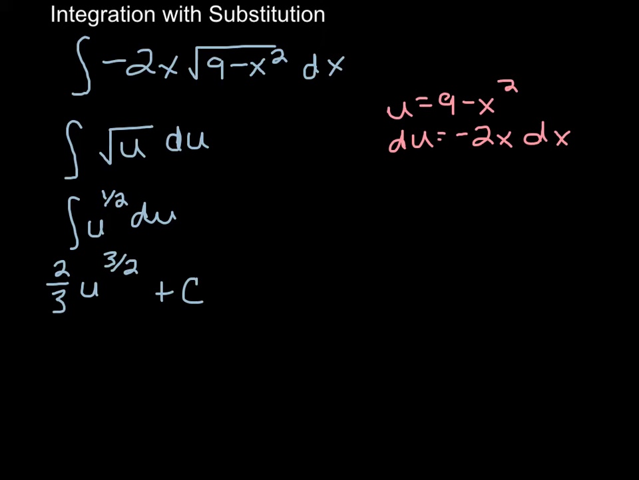I'm going to replace our 9 minus x squared in for u. So our final answer is going to be 2/3 times 9 minus x squared raised to the 3/2 plus c.